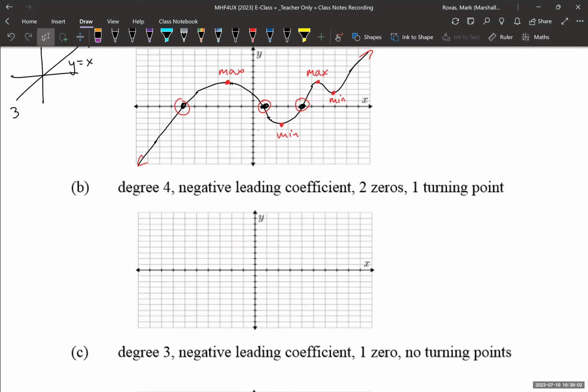Part B, degree 4, negative leading coefficient, 2 zeros, 1 turning point. Okay, so degree 4, even degree. Think of your parabola. If it's a negative leading coefficient, negative x squared, it has to end in quadrant 3 and quadrant 4. Okay, 2 zeros, 1 turning point. So let's put 2 zeros. Okay, and with a little experience, you'll know how to really draw something that looks like this.